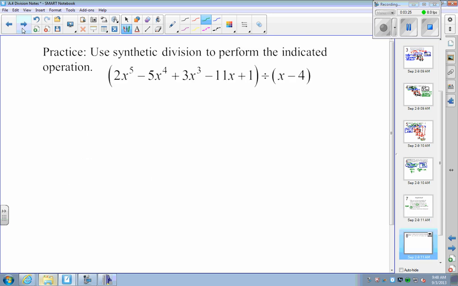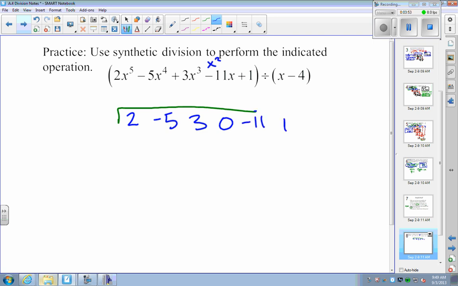So here's this problem right here. Use synthetic division to perform the indicated operation. Take this polynomial, divide it by this linear. Okay, so we set up the bar, kind of the same idea. Now we put our numbers in. We don't care about the variables. There's no x squared term, so make sure you use a 0 as a placeholder, negative 11, and a 1.